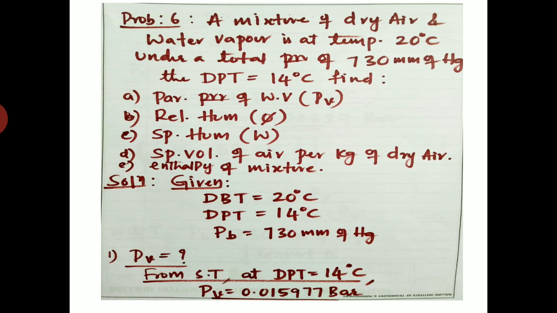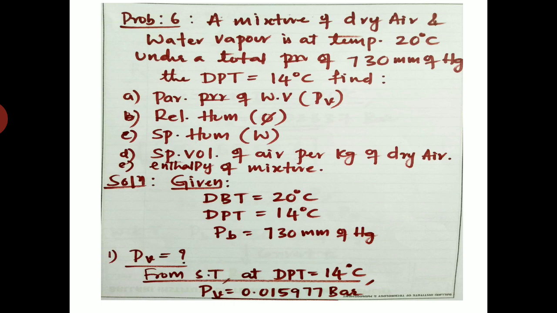So the dew point temperature he has given. If he has given the dew point temperature, directly we are going to get PV value, because in previous problems we have seen how, if I want a dew point temperature value, corresponding to which pressure we have to refer PV. Corresponding to PV we get the dew point temperature, but in this problem he has given the dew point temperature directly. So we can find PV directly from steam tables. We have to find partial pressure PV, relative humidity phi, specific humidity W, specific volume, and then enthalpy of the mixture.